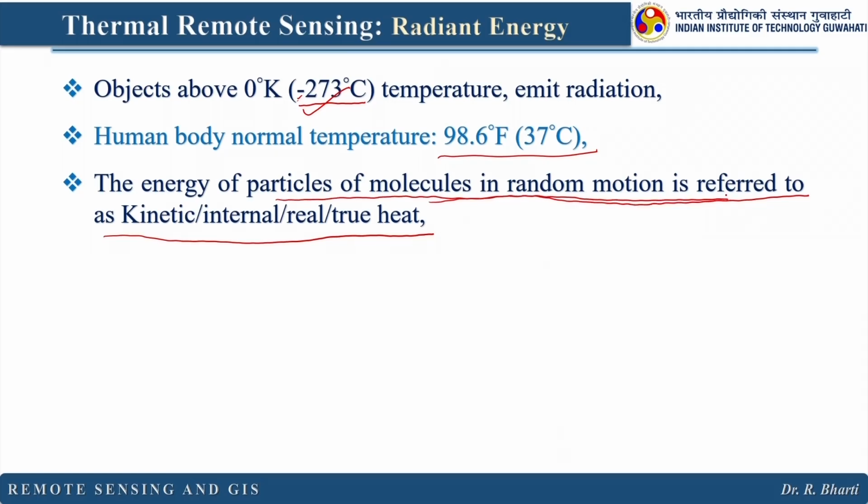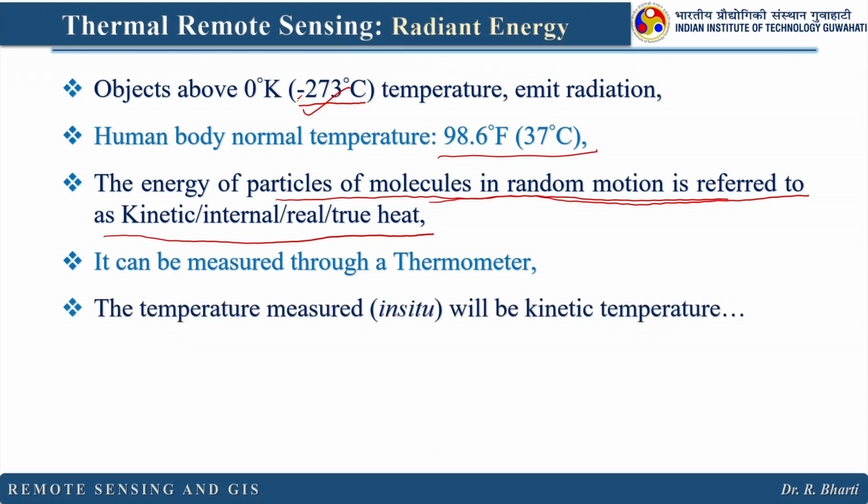Because of this we have some temperature, and that we measure through a thermometer, right. The temperature measured in situ, here this is very important. If you measure temperature at the point or at the location of that object, that will give you kinetic temperature, right. So if you are measuring the temperature of any human body or of any object where they are lying, then that will give you kinetic temperature.